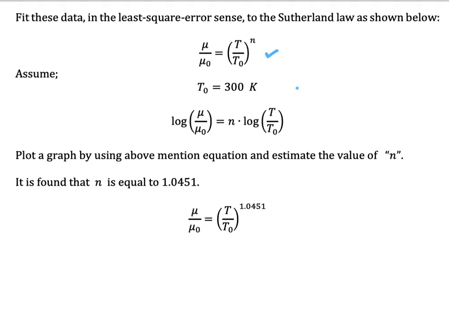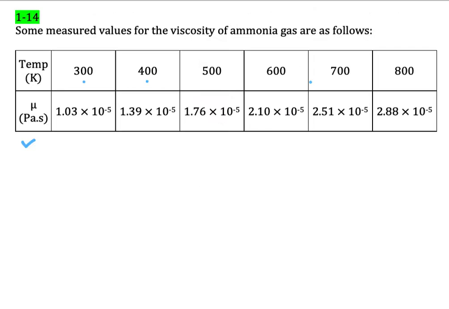Actually, the idea is we first need to take the value of T naught, the reference temperature. Here, it is okay for us to take 300. In this situation, you could take any temperature as your reference temperature, but sometimes you need to think about the error percentage. Normally people will take the low temperature. So 300 is around 27 degrees Celsius, which means it is just room temperature.